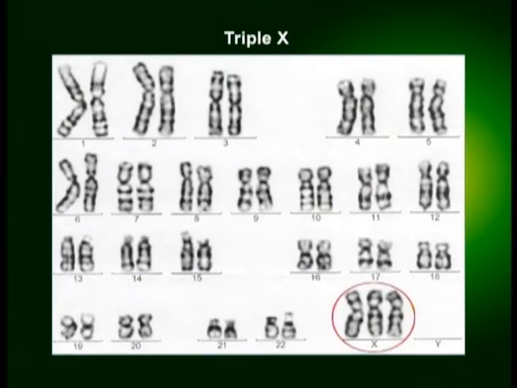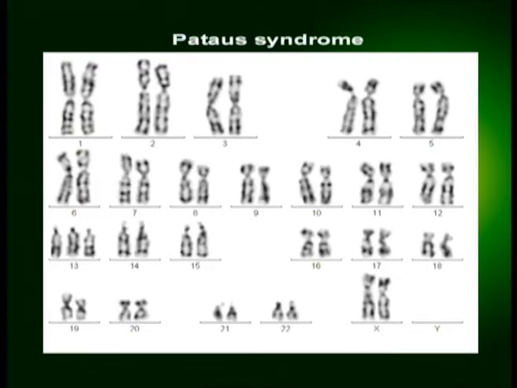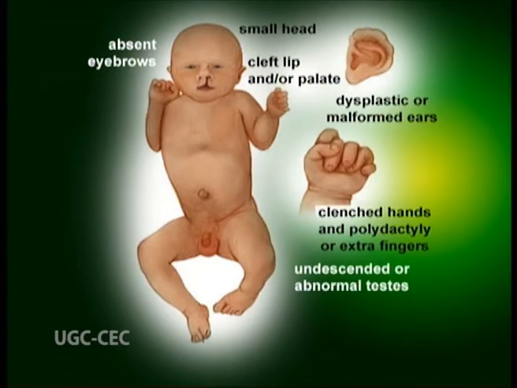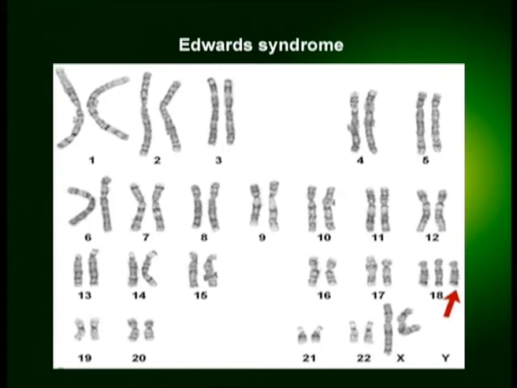Another example of trisomy is Patau syndrome. It is very rare among people. The Patau syndrome will have one extra chromosome 13, and again the individuals with Patau syndrome may not live for a long time. So, Edwards syndrome is another example of trisomy. In this case there will be one additional chromosome number 18.